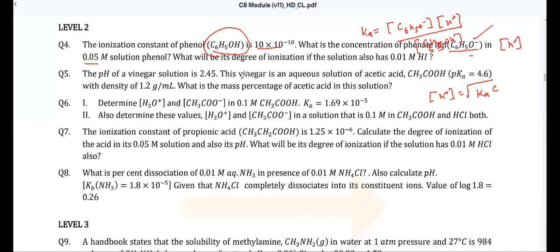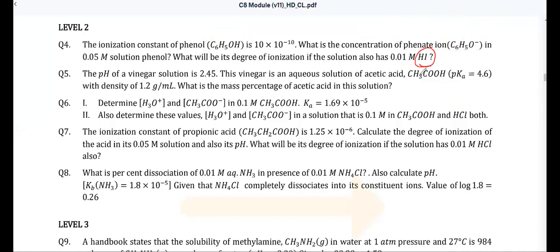Okay, now, what will be the degree of ionization if the solution also has 0.01 molar of HI? So again now we have this common ion. HI is the common ion because it will release H plus, and we know that since Ka is very small, the H plus released from this will be ignored. So if you talk about H plus total, H plus total will be equal to what? This one, 0.01 plus C alpha dash, but I'm saying that this C alpha dash is very small as compared to this.